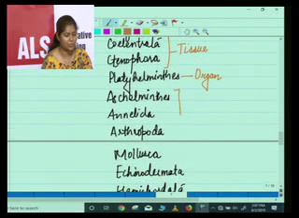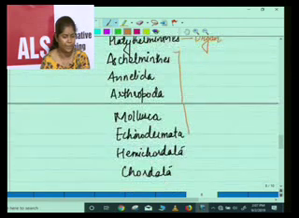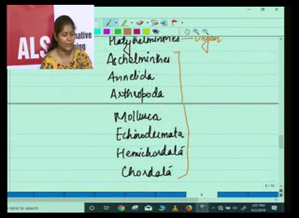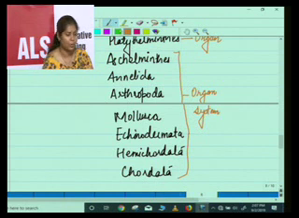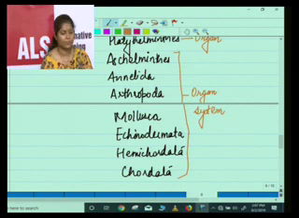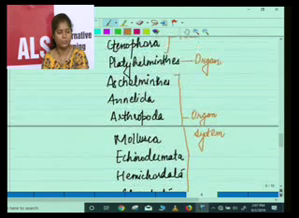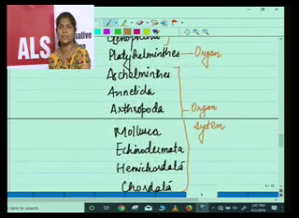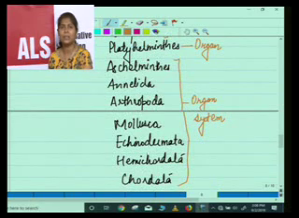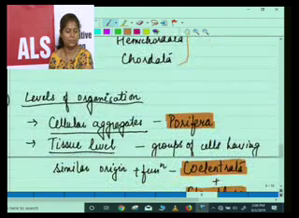From Aschelminthes to Chordata, what we have is organ system level of organization. Fine? Clear up to this? Everybody, all the centers, let me know. If it is not, I will try to explain again. Yes, children?